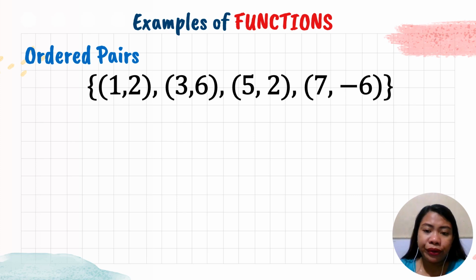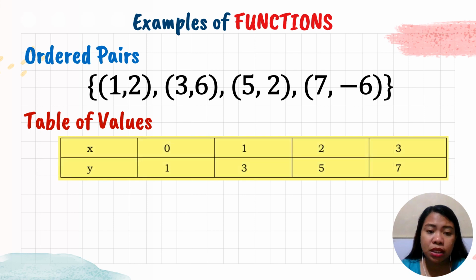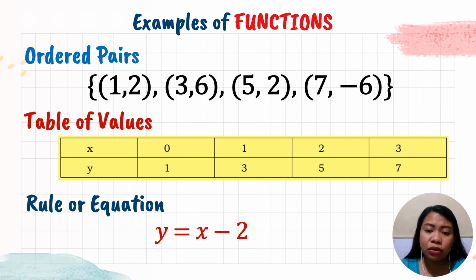Okay, we have here an ordered pair. So we have a set of four elements: (1, 2), (3, 6), (5, 2), and (7, -6). So we have here the table of values. As you can see, the x's or the domain are 0, 1, 2, 3. So there is no repeating values. And the y coordinates are 1, 3, 5, 7. That is the range. Okay. So the rule of the equation here is y = x - 2.